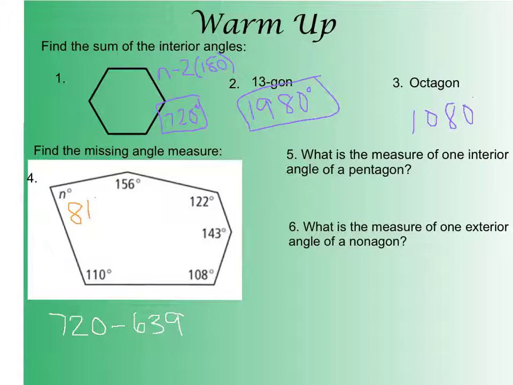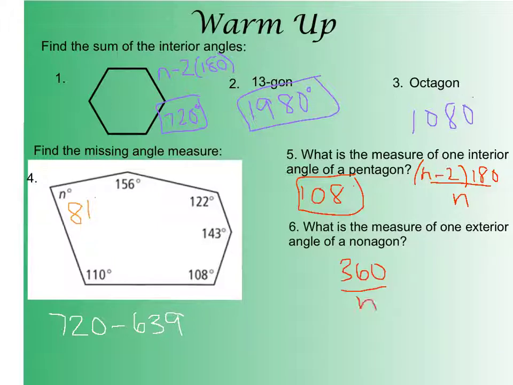Okay, for number 5, what is the measure of one interior angle of a pentagon? So here, I'm going to take n minus 2 times 180, but then I'm going to divide it by n. And here, n is 5 because I'm dealing with a pentagon. So 3 times 180, and then that divided by 5, I get 108 degrees. And for number 6, what is the measure of one exterior angle of a nonagon? For exterior angles, my formula is 360 divided by n. In this case, 360 divided by 9 gives me 40 degrees.